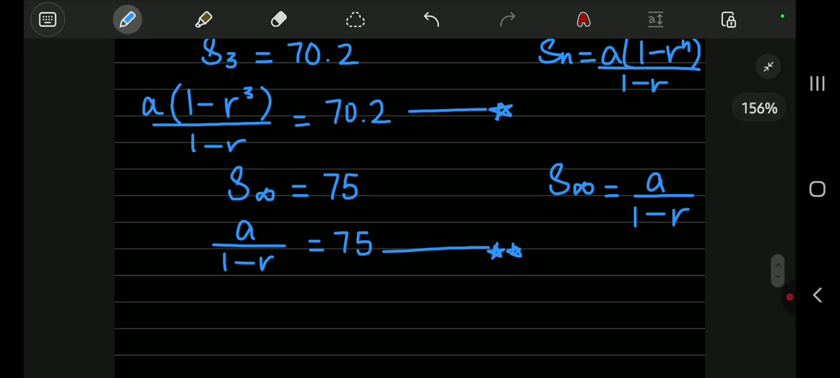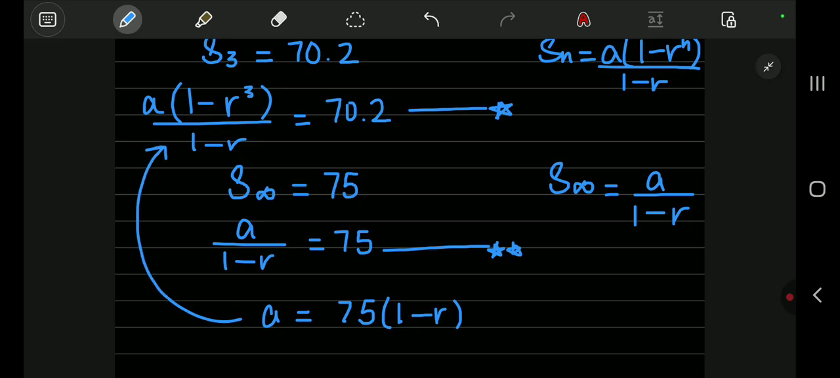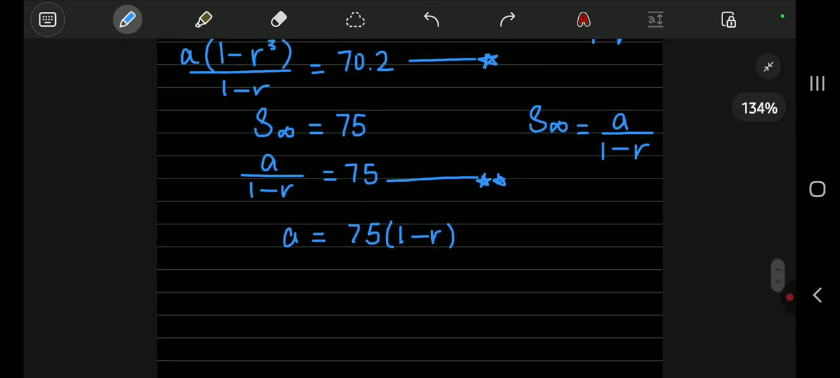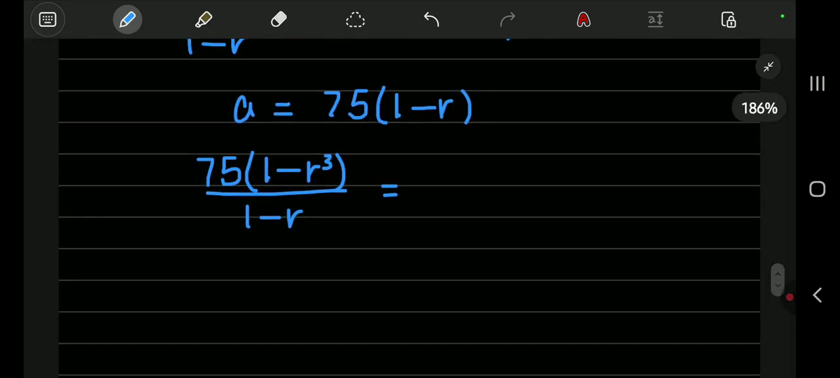So the first thing that we should be doing is let's keep this formula as the subject of a. So a becomes equal to 75 times 1 minus r. Substitute this into the first equation, it will become 75 times (1 minus r) times (1 minus r cubed) over 1 minus r equals 70.2.